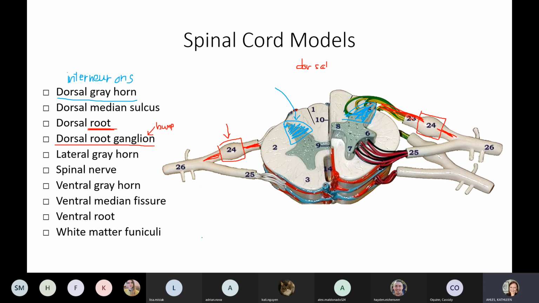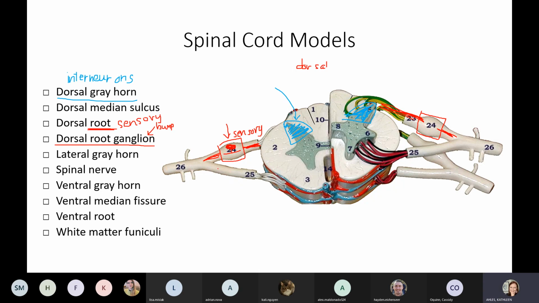For them to be able to process information, they have to have received information somehow, and that's the job of the neurons that live in the dorsal root and in the dorsal root ganglion. My sensory neurons are found traveling through the dorsal root. Their cell body actually lives in the ganglion. So we'll see in a moment on a picture, remember our unipolar neurons. That's why I've got a bump here, because of all their cell bodies that live out here in the dorsal root ganglion.